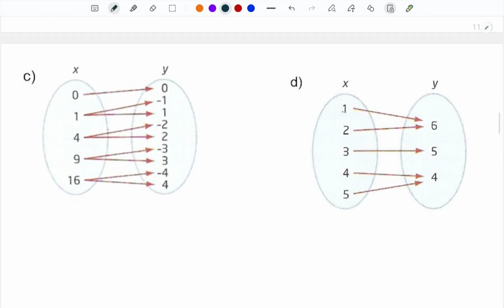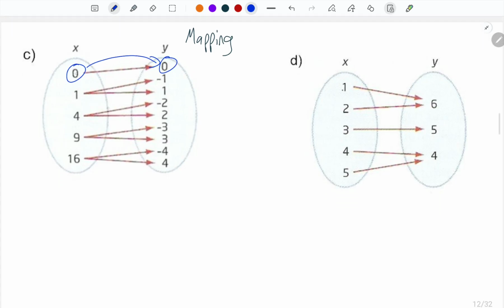Another way we can write out relations is what we call a mapping. A mapping diagram just shows us what our x value is and the corresponding y value is. Here it's saying x is going from 0 to 0. That would be the same as just saying the point 0, 0. The input, the x value, is 0, and the output, the y value, is 0.